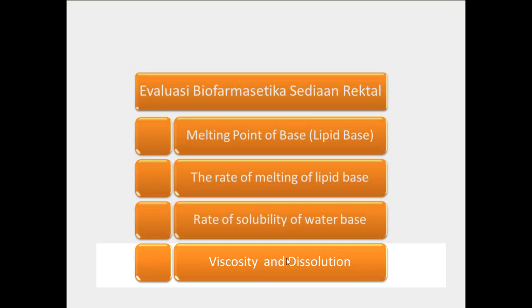Before I further elaborate on all these points, let me tell you the key point and the most important aspect that we need to look into in the evaluation of biopharmaceutic of rectal preparation, which is that it must always be in solid form at room temperature but must immediately melt and dissolve at body temperature, and the medicine contained in it must be fully released once being used.